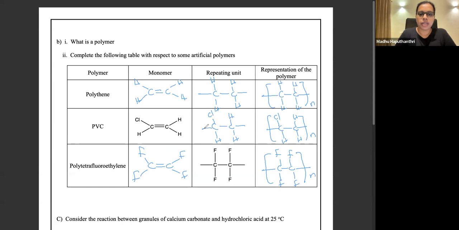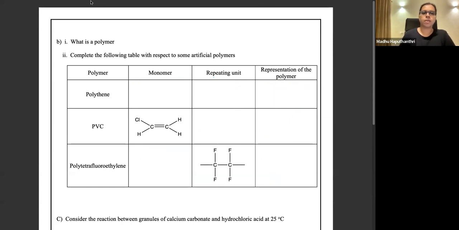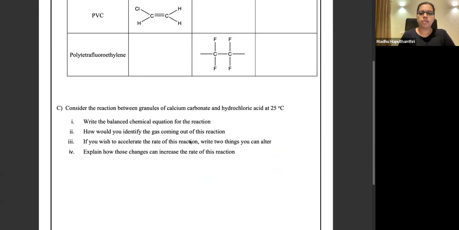Right, then I'm taking part C. Consider the reaction between granules of calcium carbonate and hydrochloric acid at 25. Balanced chemical reaction. So first one I'm writing here, calcium carbonate. This is requiring 2 HCl. This is going to calcium chloride, CO2 and water.